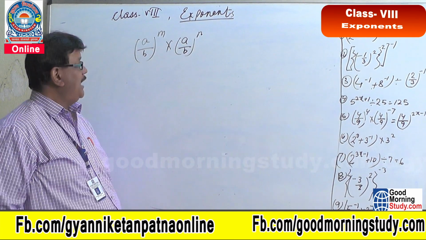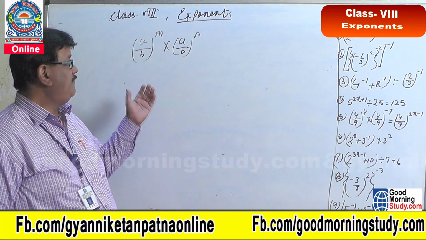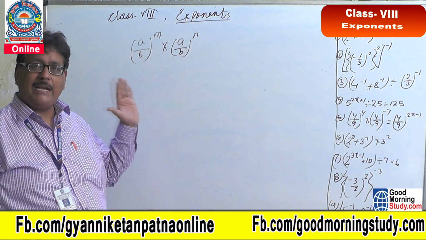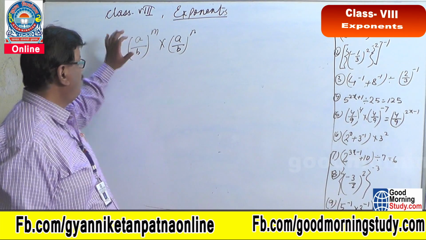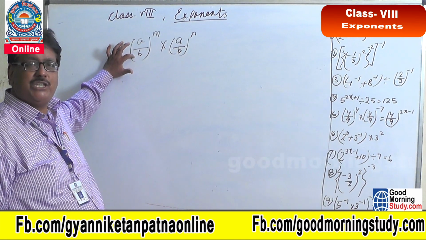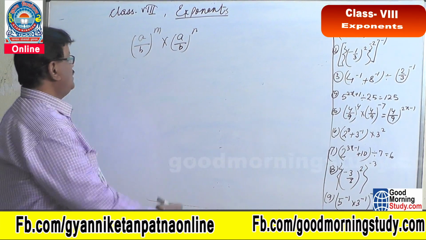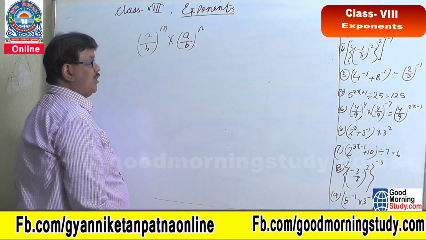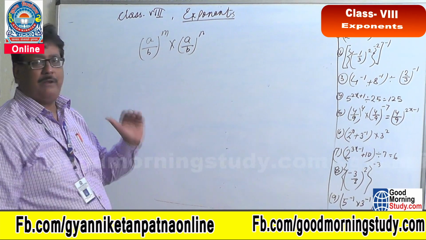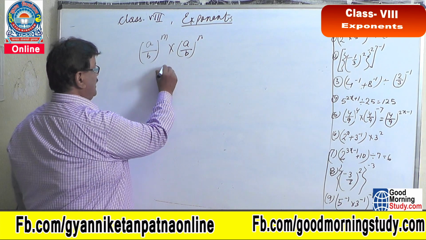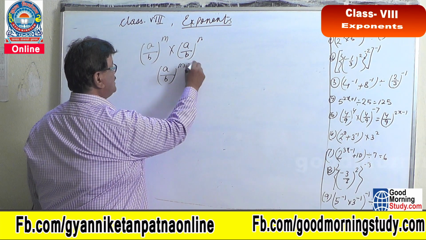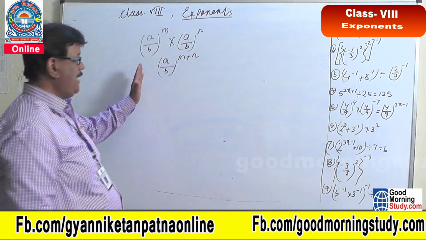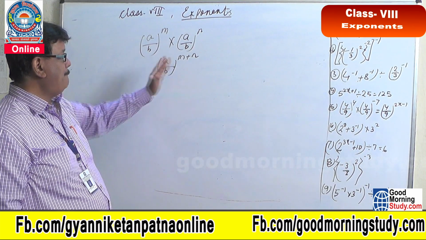In the last class, we studied integers, but in this class we will study rational numbers, where a and b are two non-zero rational numbers. The same property will be applied over here, and in this way we will get (a/b) raised to the power m plus n.